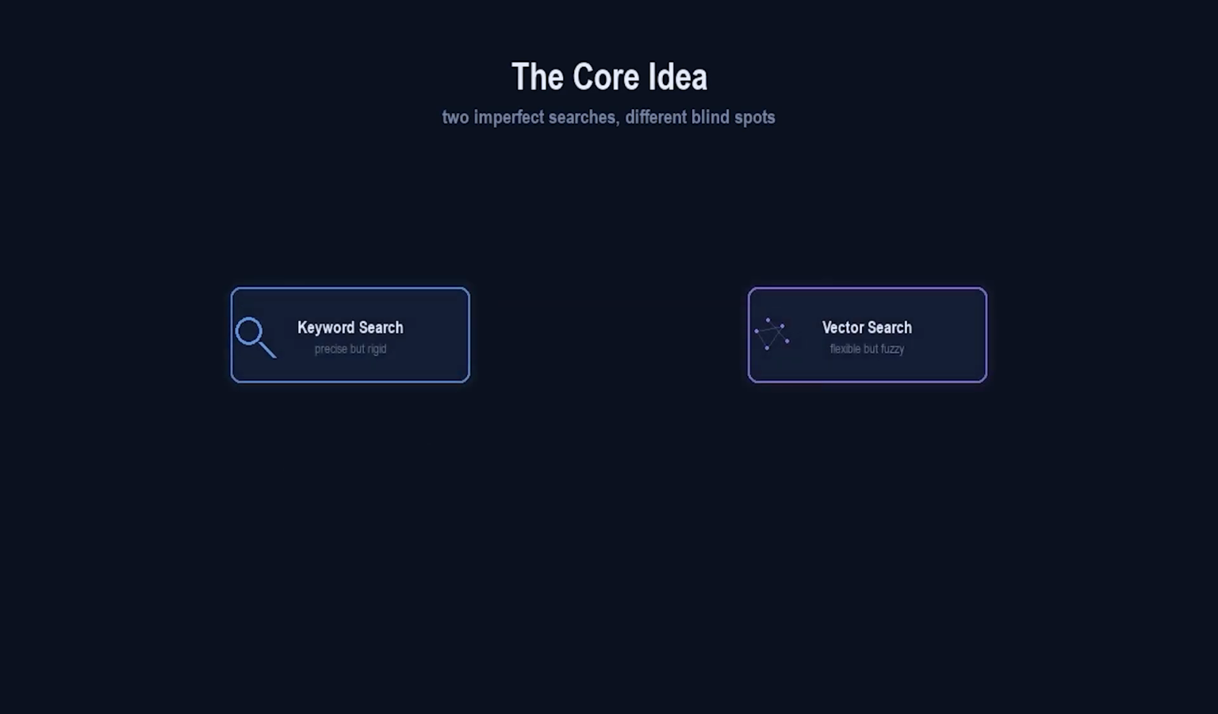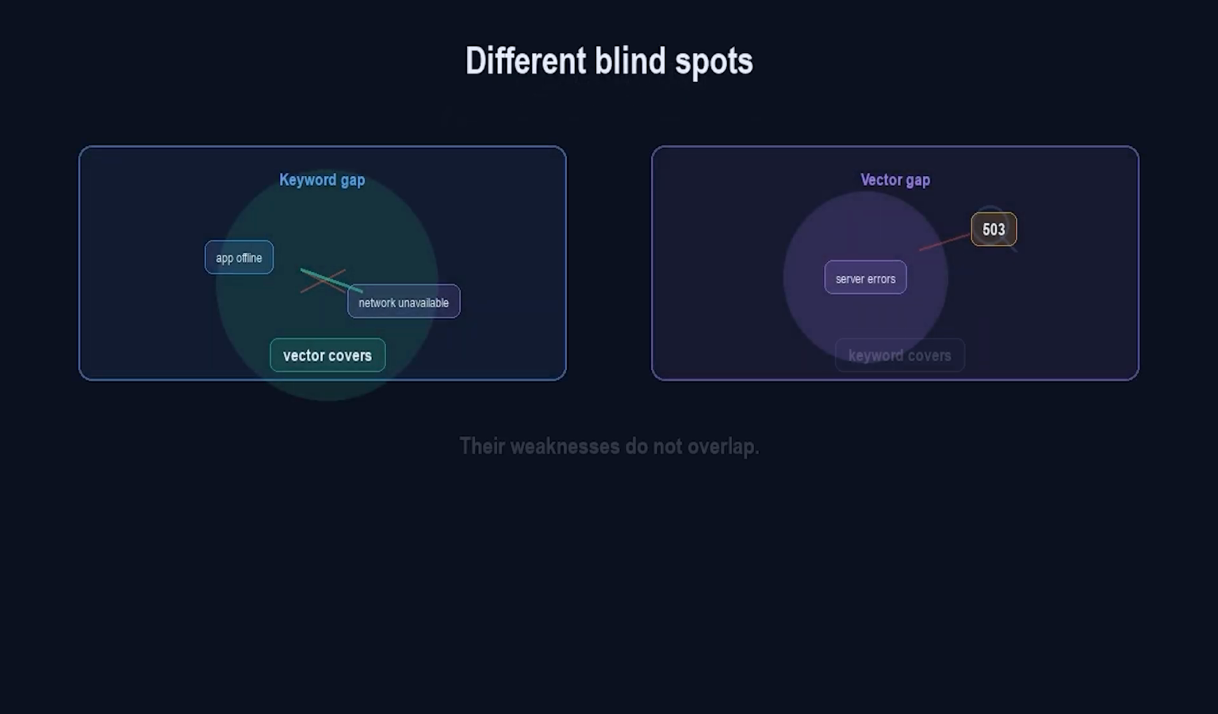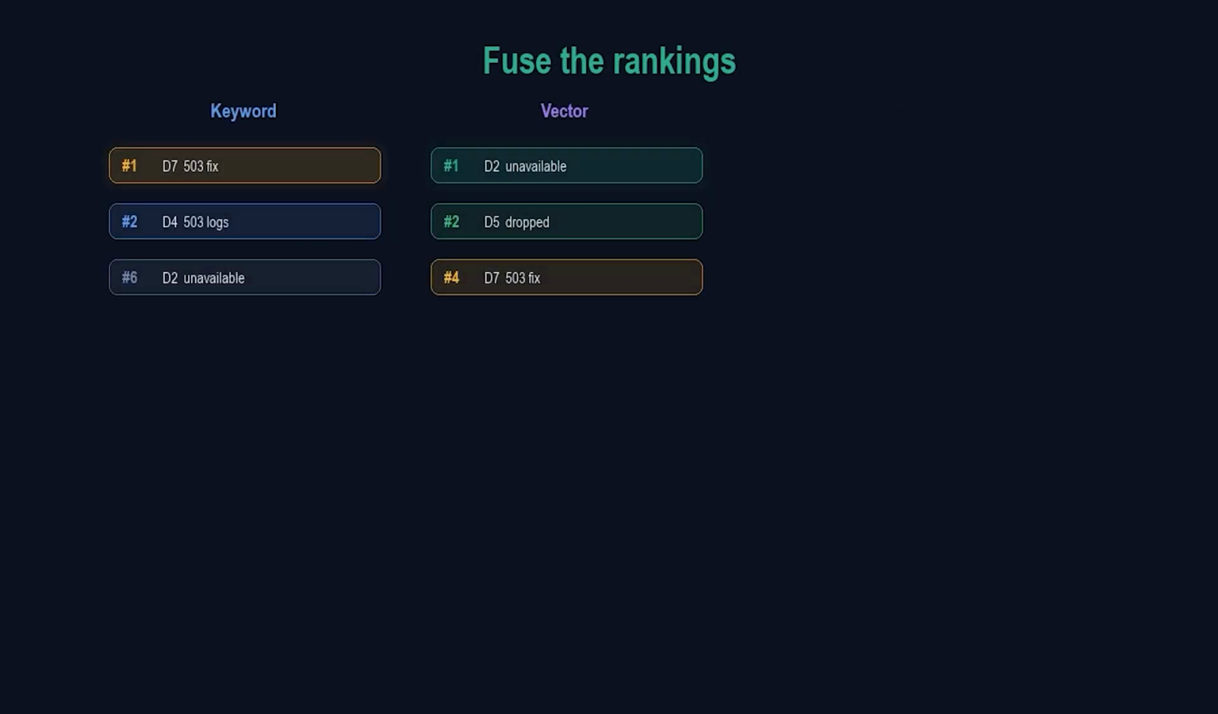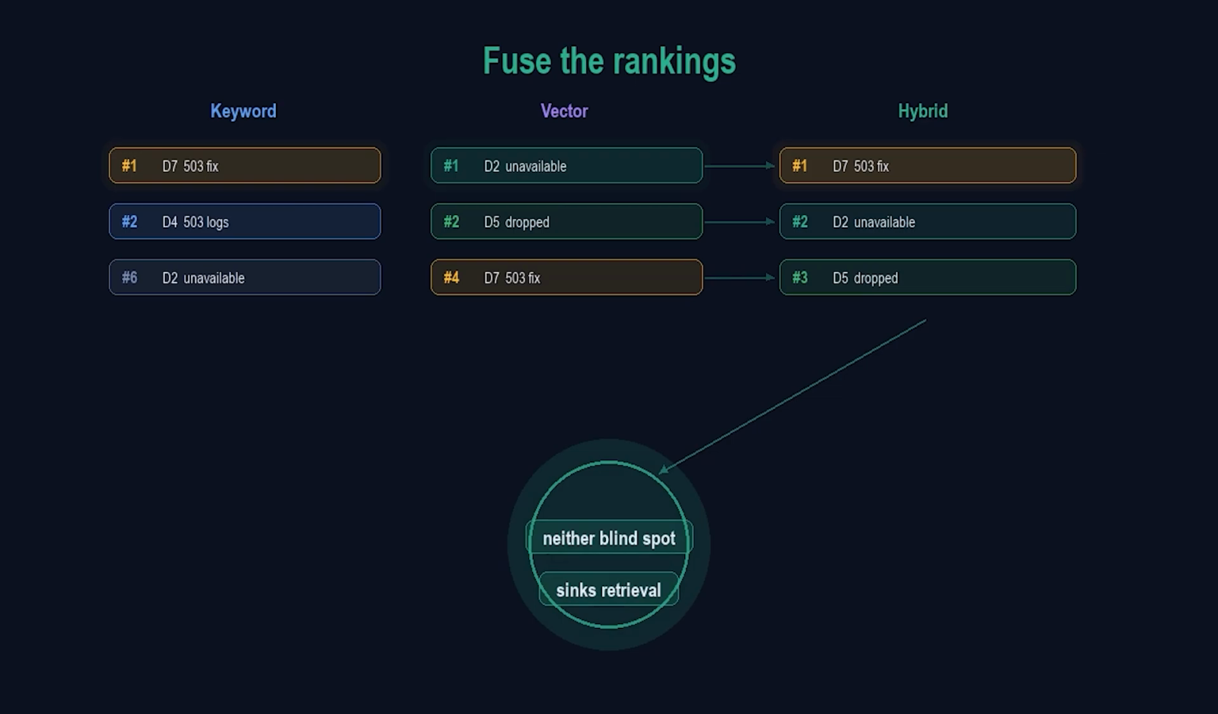So here's the core idea. Keyword search and vector search fail in different complementary ways. One misses paraphrases and the other misses exact tokens. And hybrid search fuses their rankings so neither blind spot sinks your retrieval. That gives you a system that's precise on the things that need to be exact and flexible on the things that need to be understood. I hope this helped you understand why most serious RAG systems don't choose between keywords or vectors, they use both.